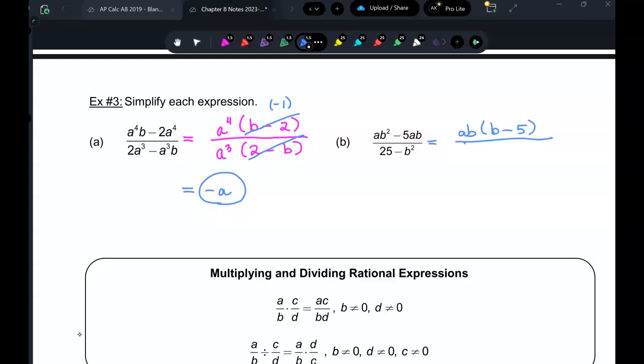All right, 25 minus b, that's a difference of squares. So that's going to be 5 minus b and 5 plus b.